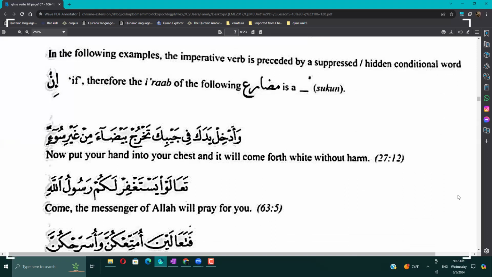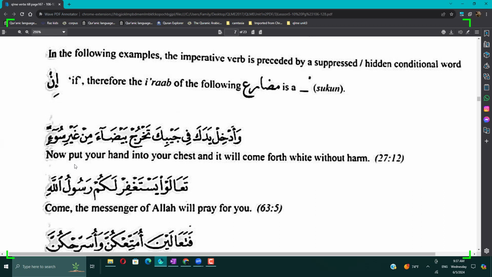Like we have: وأدخل يدك في جيبك تخرج بيضاء من غير سوء. Now put your hand into your chest and it will come forth white without harm. So now tell me which is the mudari that is becoming majzoom in this ayah. Okay, very good. تخرج. أدخل is amr. تخرج is not amr. Adkhil is amr. Yes, very good. So this adkhil we are going to learn in our future lesson. For now, just remember that this adkhil is the fi'l amr.